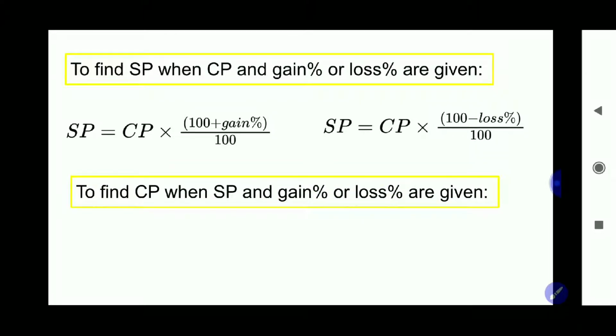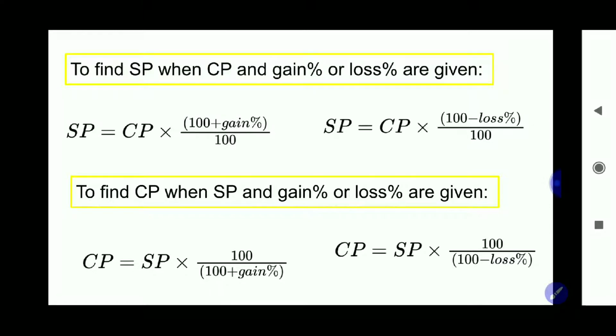And formula to find cost price when selling price and gain percentage is given. Cost price is equal to selling price into 100 by 100 plus gain percentage. Formula to find cost price when selling price and loss percentage is given. That is, cost price is equal to selling price into 100 by 100 minus loss percentage.